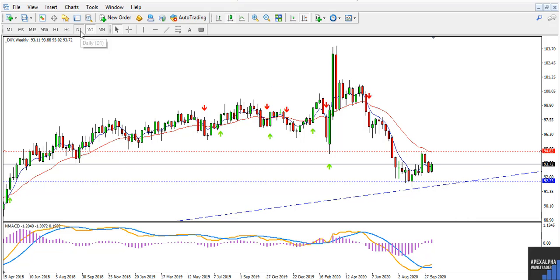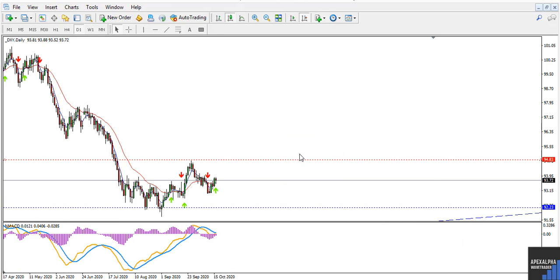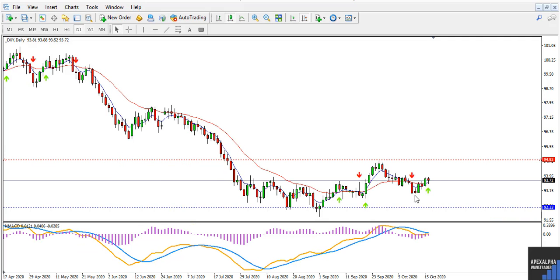So let's go down to the daily time frame now and have a look see. You can see instantly that we are in a corrective pattern right now. Okay, so throughout the months of August, September, we've been in a corrective phase, and you can see that the support and resistance lines are being obeyed. So your focus will be here for now.